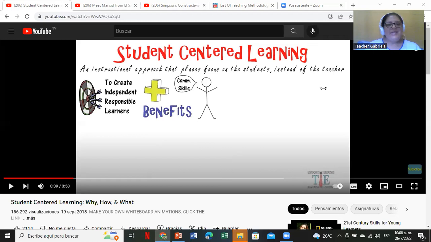To create independent, responsible learners. Okay, this is the topic. It is based on, it is about this. Now, give us your own. What's your opinion about this? Are there advantages, or do we have disadvantages too?